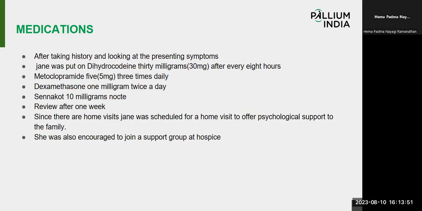Medication: after taking the history and looking at the presenting complaints, Jane was put on dihydrocodone 30 milligrams every 8 hours, metoclopramide 5 mg thrice daily, dexamethasone 1 mg twice daily, and Senokot 10 mg, with review after 1 week. Home visits are scheduled for psychological support to the family. She was also encouraged to join the support group at the hospice.